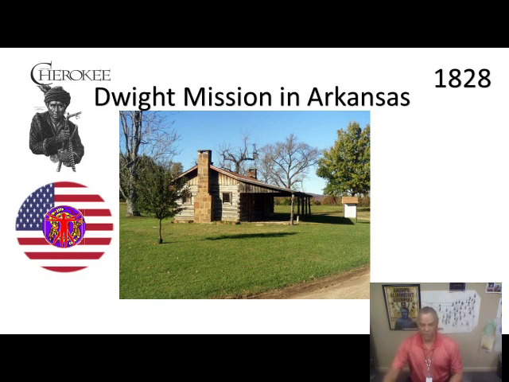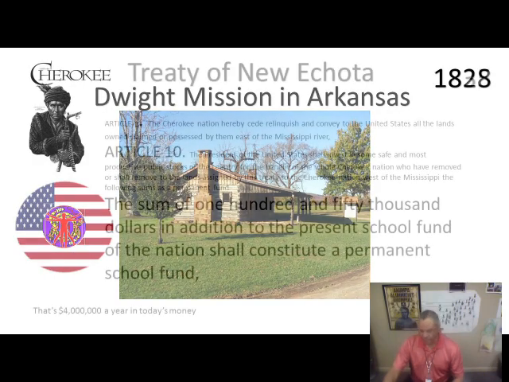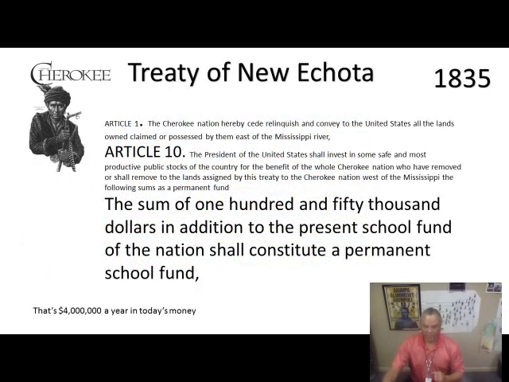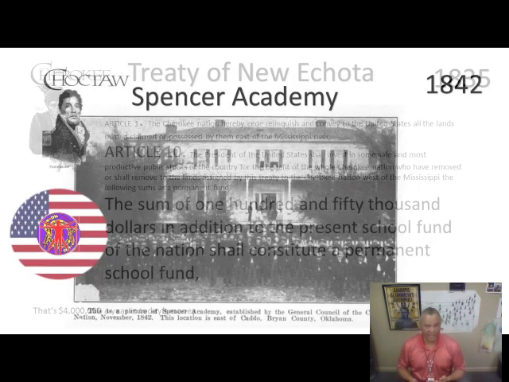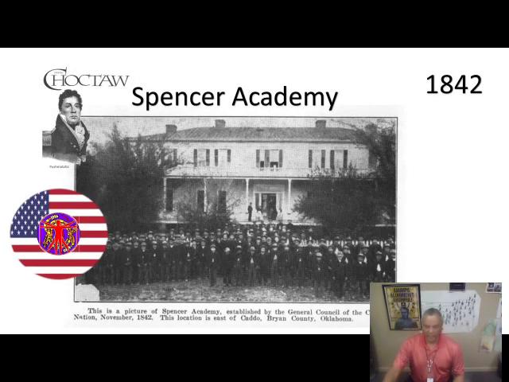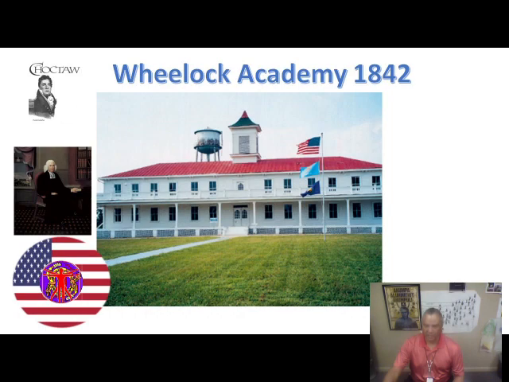In the Treaty of New Echota, Article 10 provided that in selling the lands, it established a policy that those funds would be used to create a school fund for the tribes. Tribes are very excited about that. And so as a result, by 1842, you see the Choctaws build Spencer Academy, they build Wheelock.